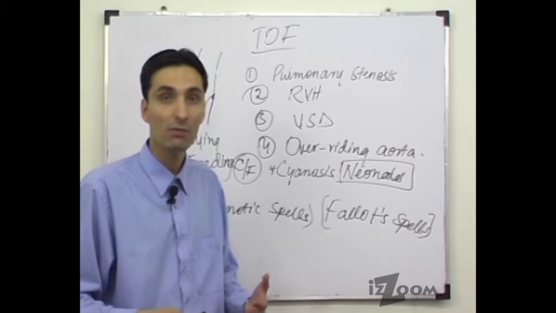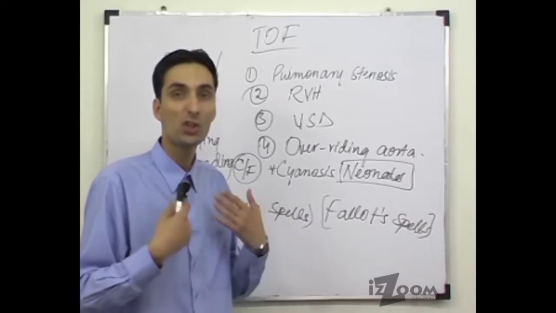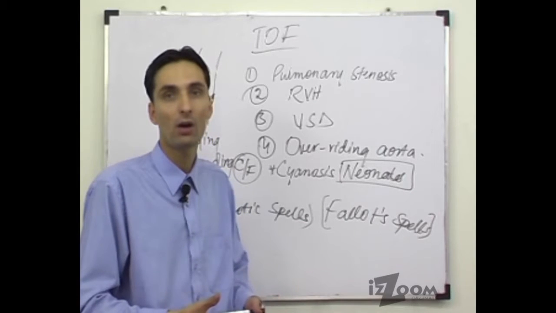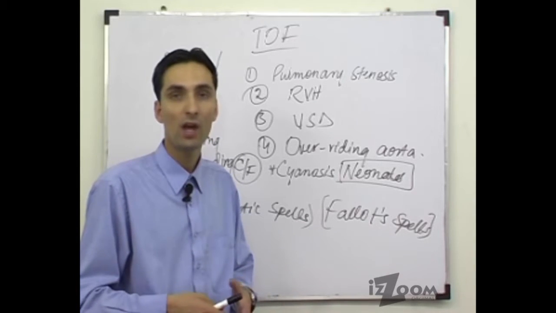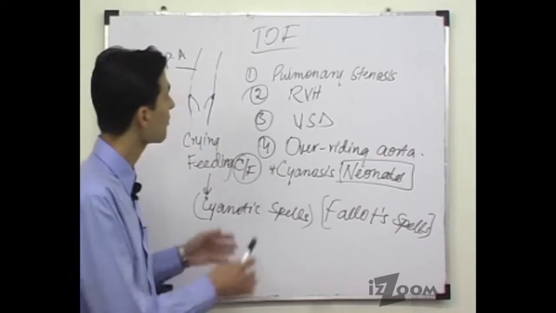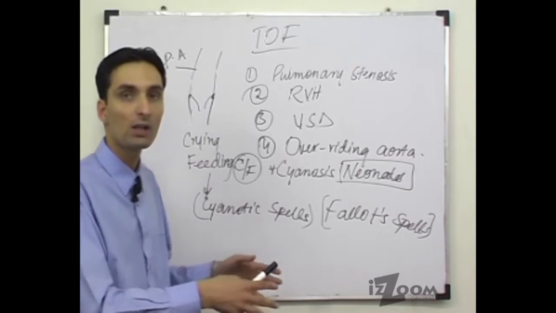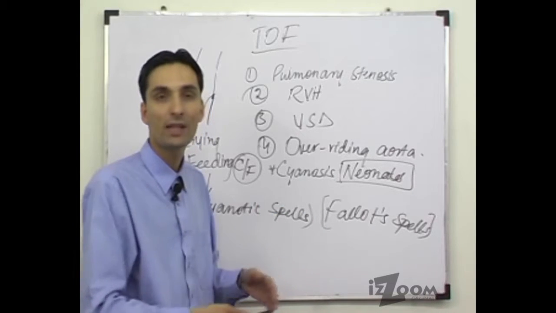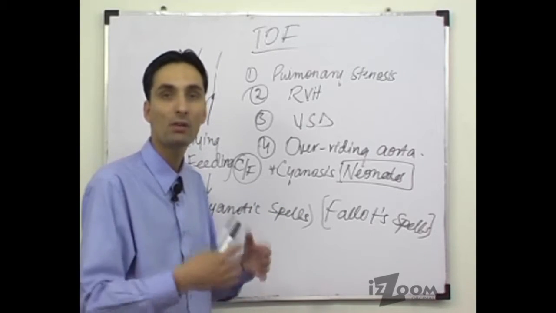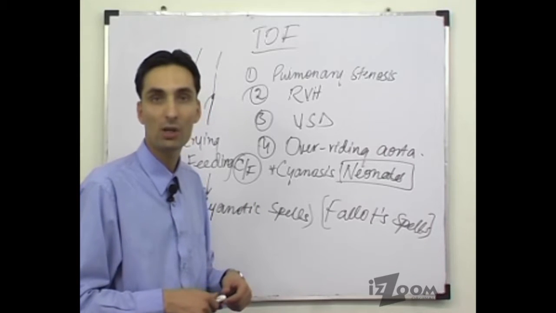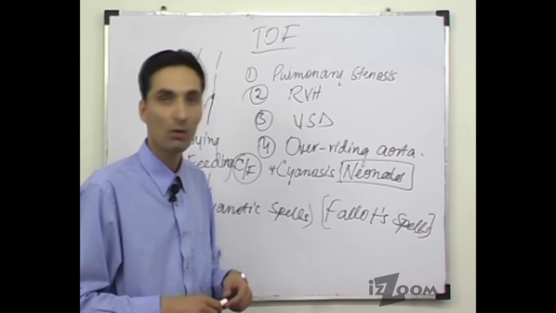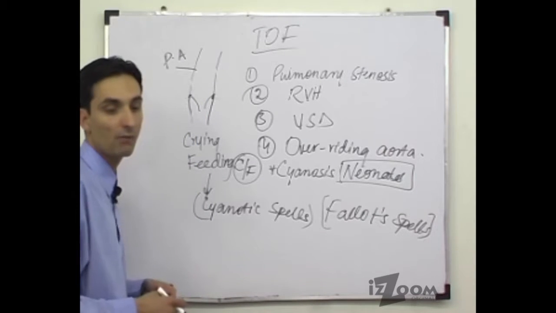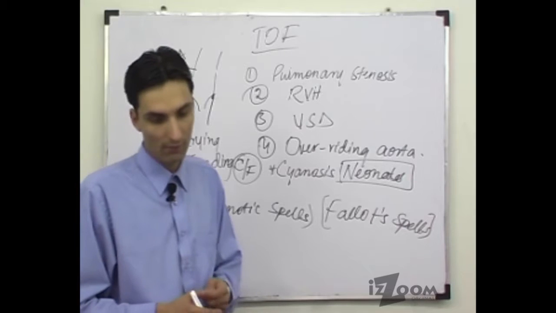And what is the mechanism for that? When the child assumes a knee-chest position or a squatting position, there is increased afterload in the heart, and due to that increased afterload, there is decreased right to left shunt. This leads to decreased cyanosis in these patients. So squatting improves the cyanotic spells in some of these cases.